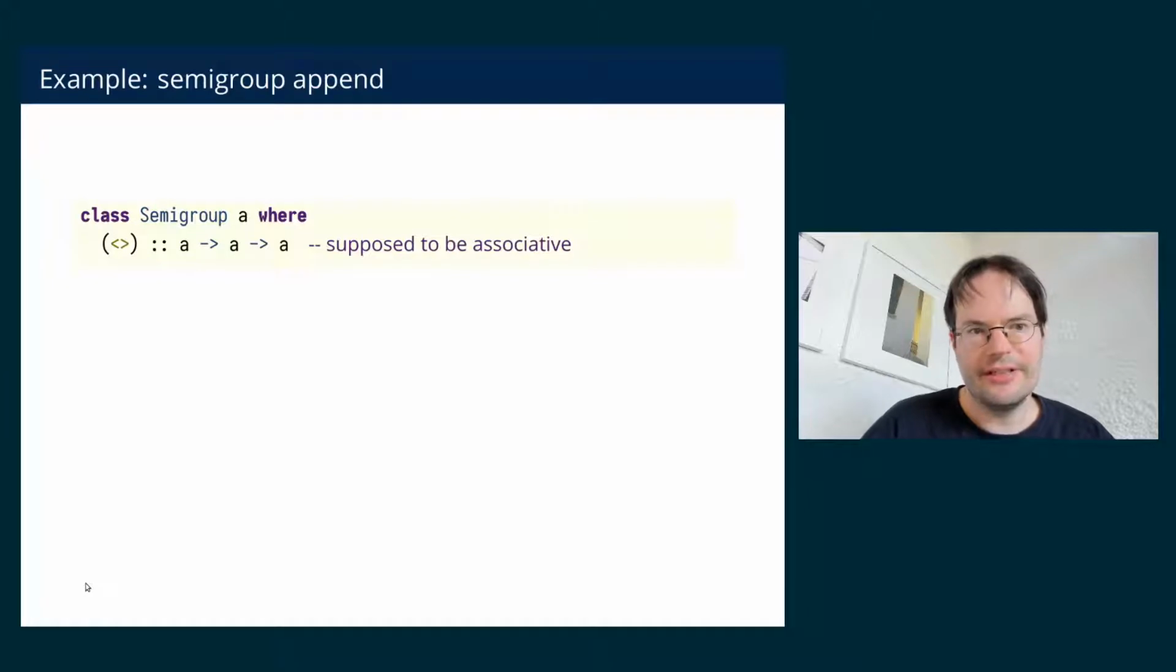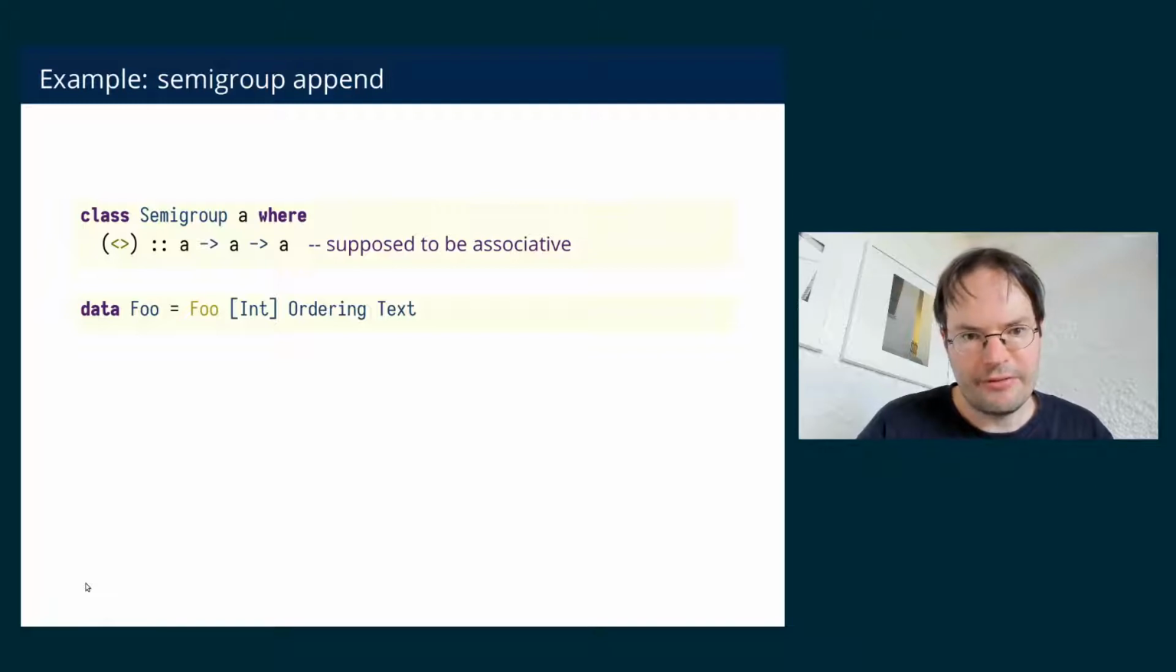Let's consider as an initial example the semigroup class in Haskell, which is displayed here with just the diamond operator, the semigroup append operator, a binary operation that is supposed to be associative. Now consider the type Foo, which is a product type with three components: a list of integers, an ordering, and a text. All these three types have semigroup instances in the Haskell base libraries.